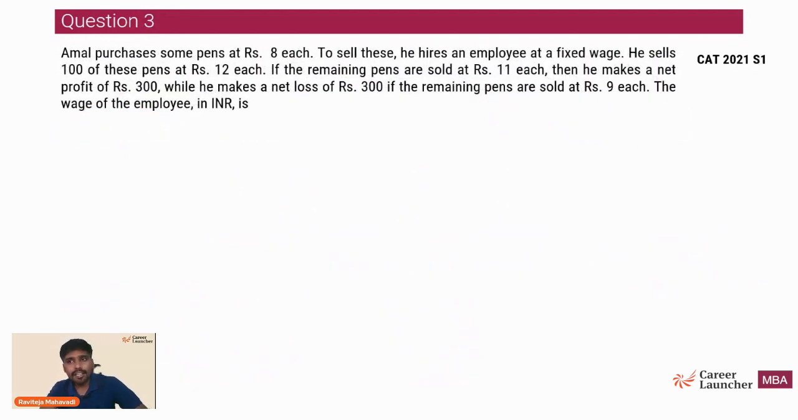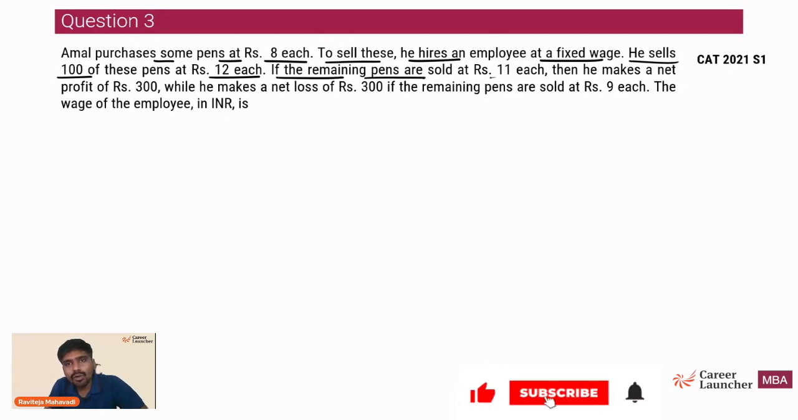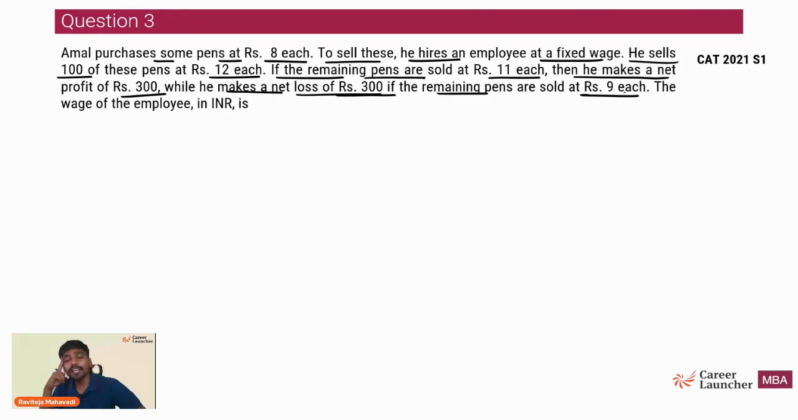Take a look at this. CAT 2021 slot 1. Amal purchases some pens at rupees 8 each. Okay, we don't know how many. To sell these, he hires an employee at a fixed wage. I don't know what the wage is. He sells 100 of these pens at rupees 12 each. If the remaining pens are sold at rupees 11 each, then he makes a net profit of 300, while he makes a net loss of 300 if the remaining pens were sold at 9 rupees each. The wage of the employee is how much?